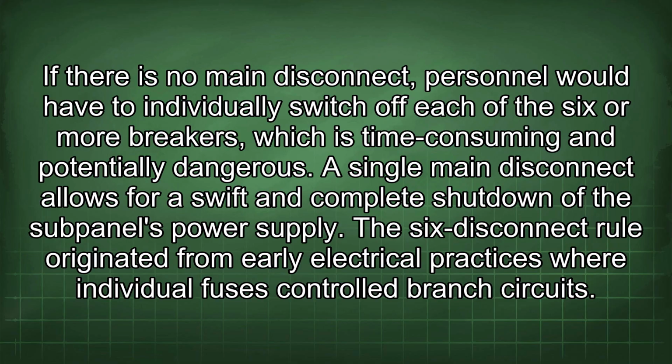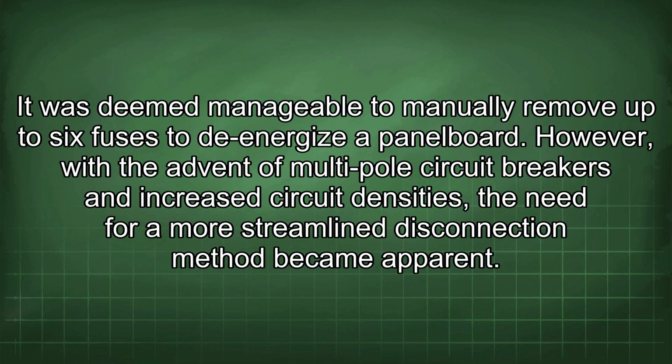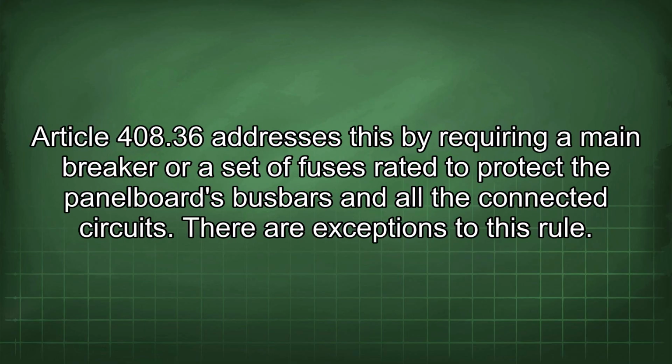The 6 disconnect rule originated from early electrical practices where individual fuses controlled branch circuits. It was deemed manageable to manually remove up to 6 fuses to de-energize a panel board. However, with the advent of multi-pole circuit breakers and increased circuit densities, the need for a more streamlined disconnection method became apparent. Article 408.36 addresses this by requiring a main breaker or a set of fuses rated to protect the panel board's busbars and all the connected circuits.